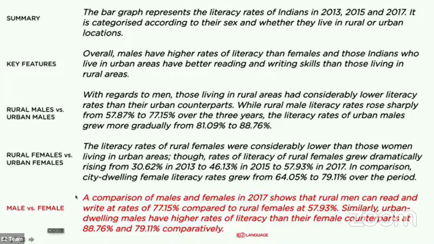A comparison of males and females in 2017 shows, present simple tense, because I'm talking about 2017, that rural men can read and write at rates of 77.15 compared to rural females at 57.93. Similarly, urban dwelling males have higher rates of literacy than their female counterparts at 88.76 and 79.11% comparatively.